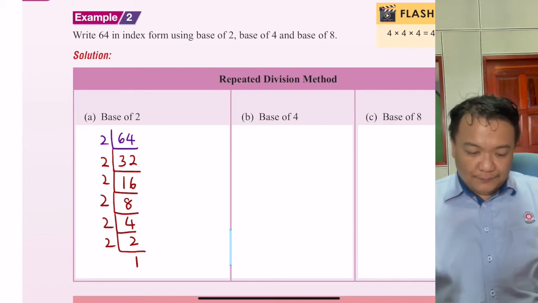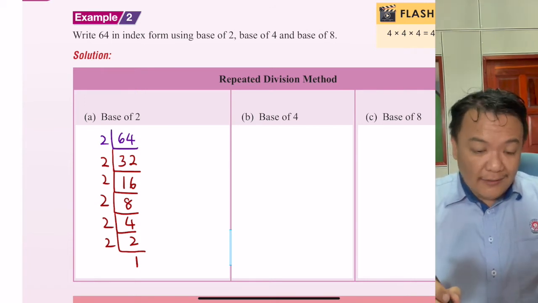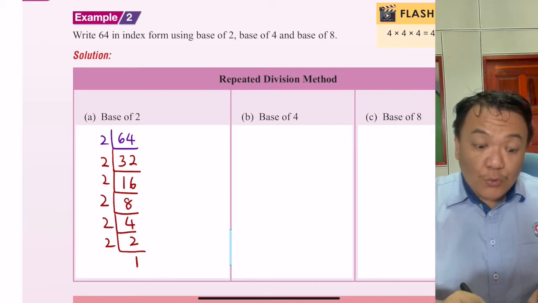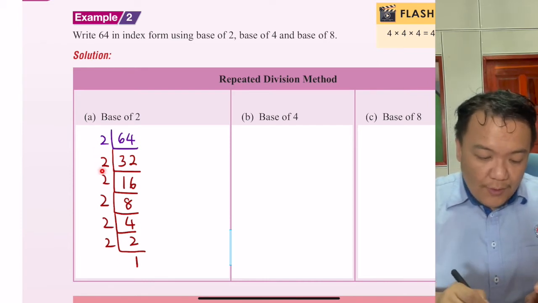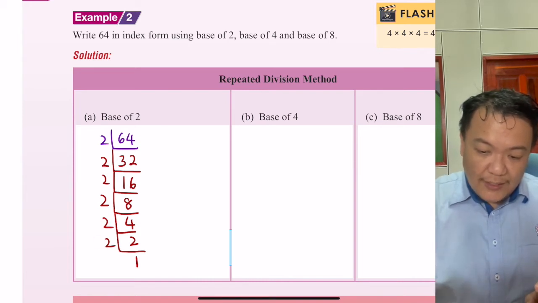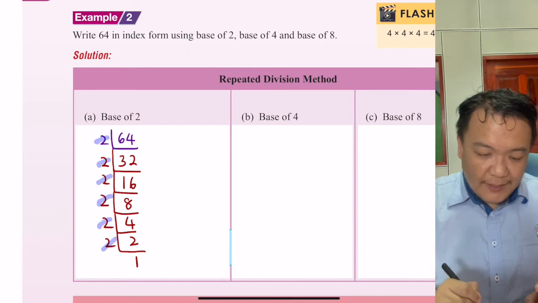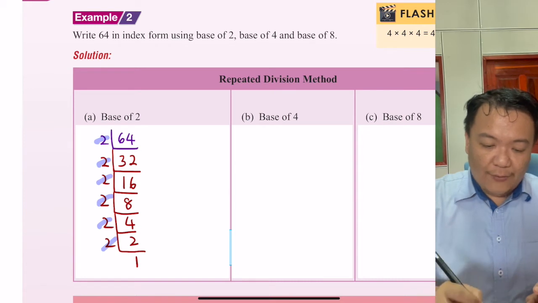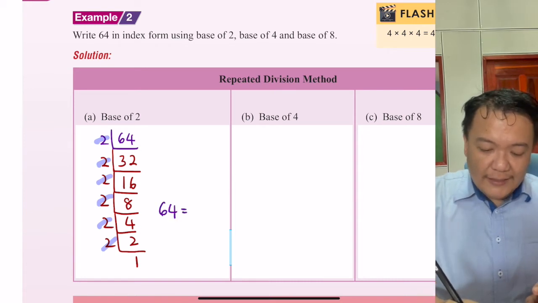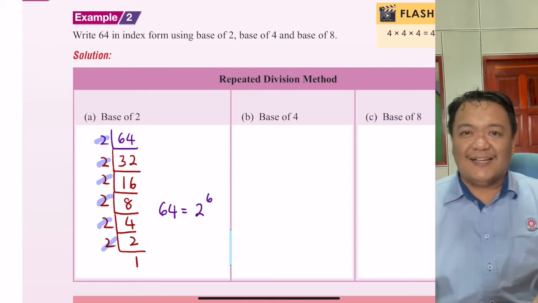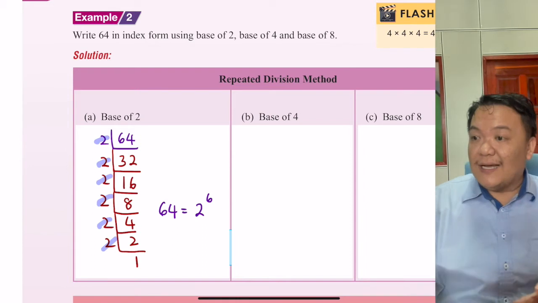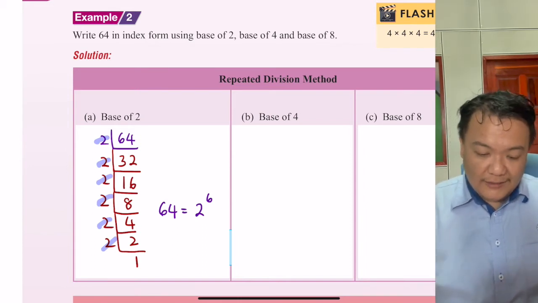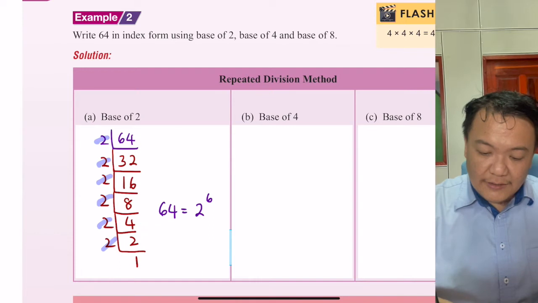After we get 1, you need to calculate how many 2s there are. 1, 2, 3, 4, 5, 6. Ada berapa 2 tu? There are 6 twos. So finally we can write it: 64 is equal to 2 power of 6. Macam tu je, mudah kan? Simple sahaja.